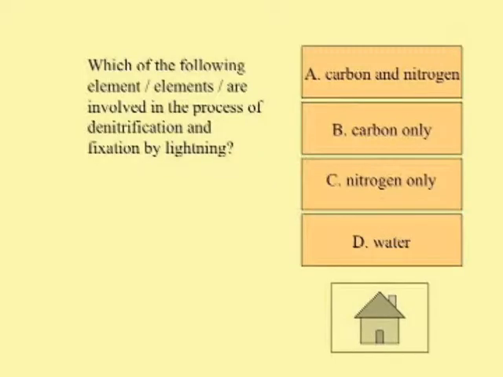Cycles for 200. Which of the following element or elements are involved in the process of denitrification and fixation by lightning? A, carbon and nitrogen, B, carbon only, C, nitrogen only, or D, water. Way to go, nitrogen only.